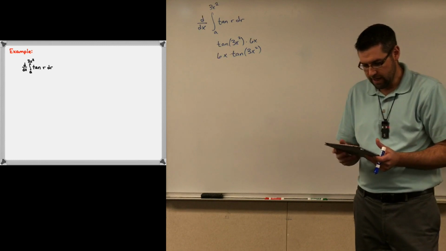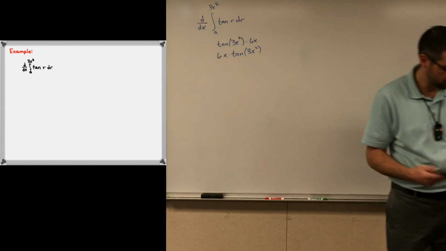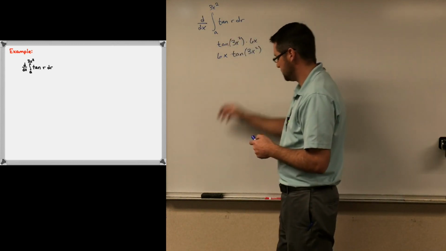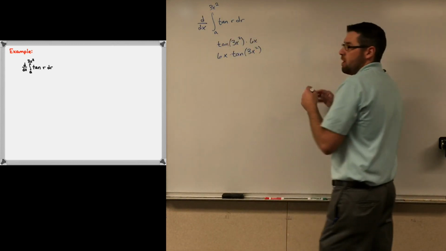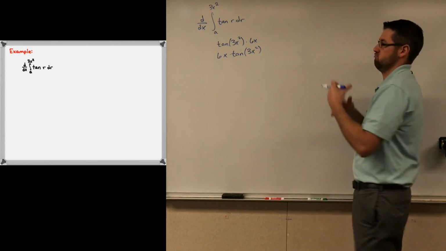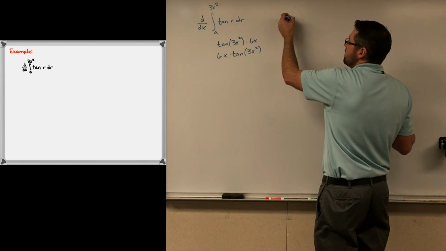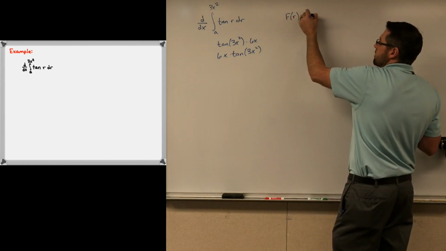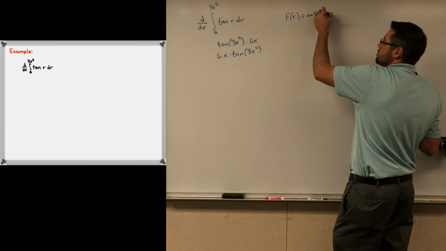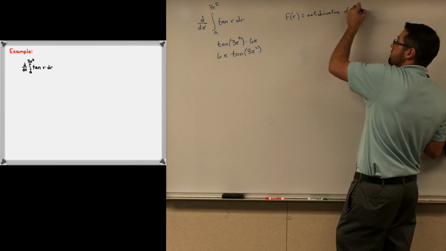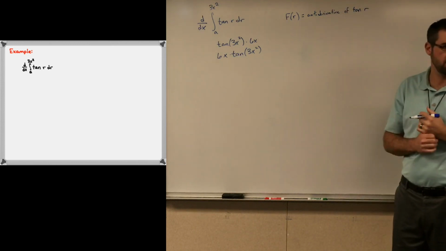Okay. So I guess here's the question that I would ask. Since we do not know the antiderivative of tangent of r, let me show the analytic work. Do you know the antiderivative of tangent of r? No. So let's just say that big F of r equals the antiderivative of tangent of r. I'm just showing you where it comes from. Are you guys okay with that?